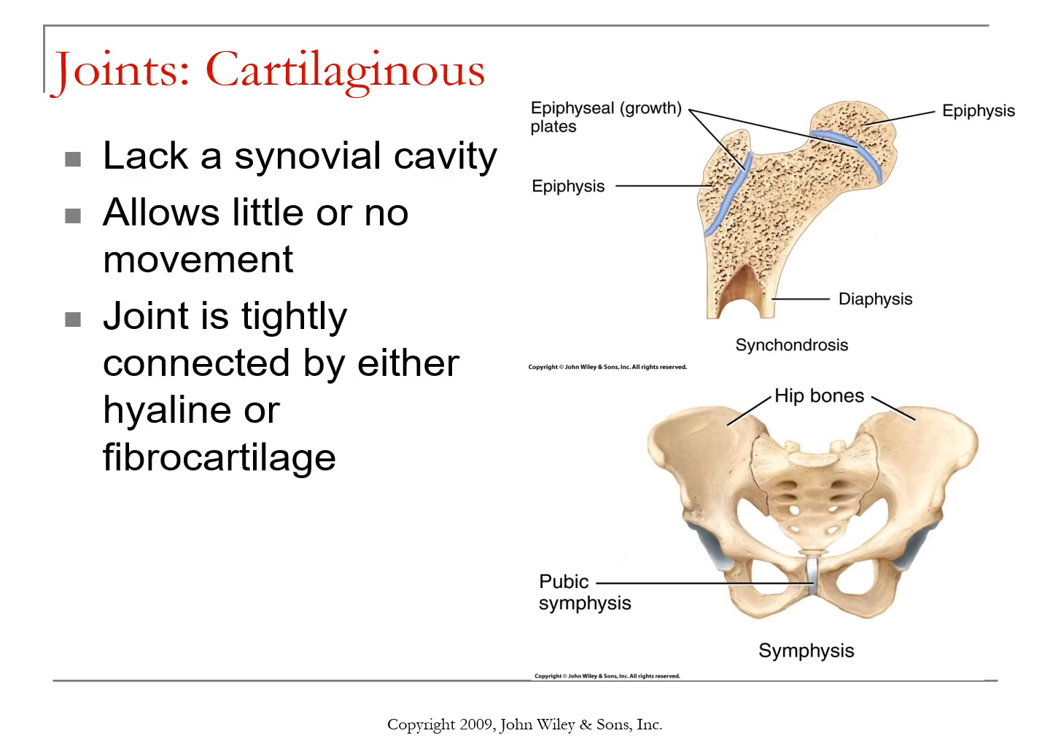Let's move on to the cartilaginous joints. Like the fibrous joints, cartilaginous joints lack a synovial cavity. So you can already imagine that there's going to be little to no movement at these joints. So some are, again, synarthrotic, some are amphiarthrotic. They are cartilaginous joints because the bone and the associated structure are held tightly together by either hyaline cartilage or fibrocartilage. On this slide, we have two examples.